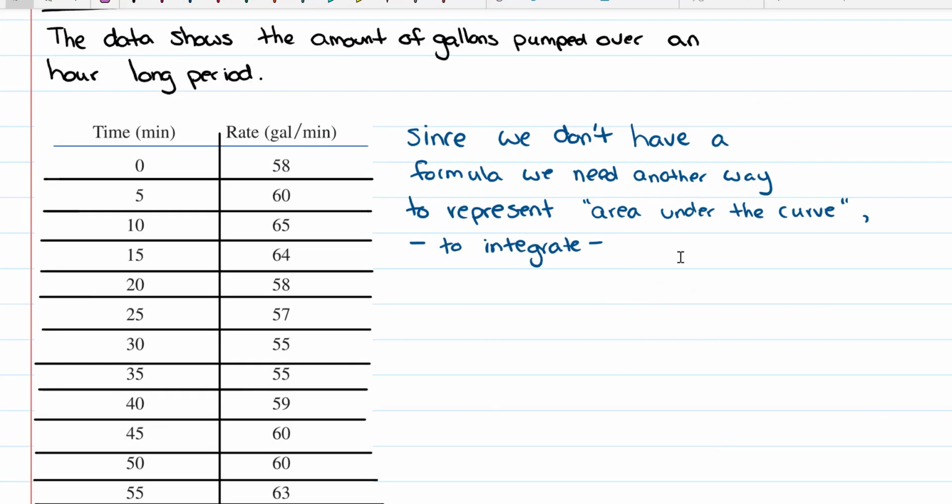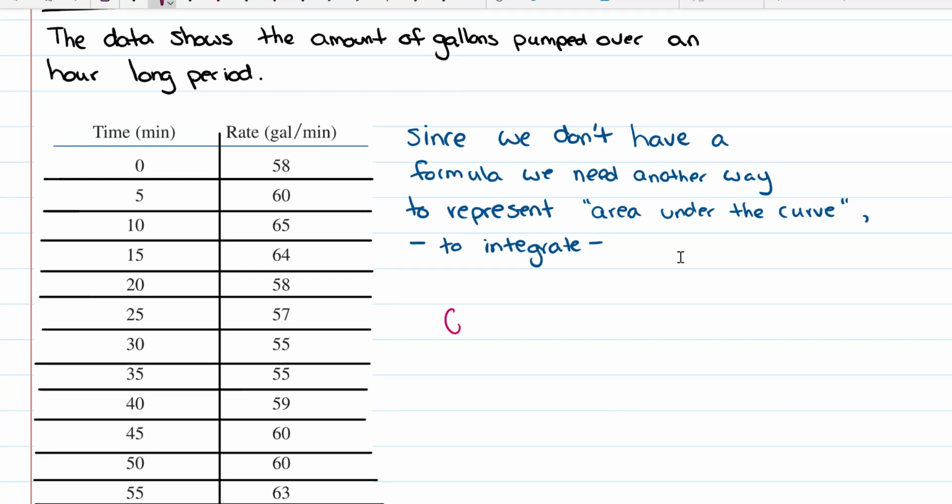Since we don't have a formula, we need another way to represent the area under the curve, which means we need to integrate. So the first thing we're going to do in this problem is represent our data as an integral. Remember, if we want to determine the accumulation of something where it's changing, we integrate.